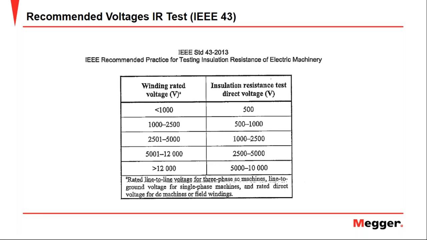Why are the test voltages for motors above 1000 volts below the nameplate voltage? That is because we don't have to stress the winding too much. So that is why the numbers are below the nameplate voltage.